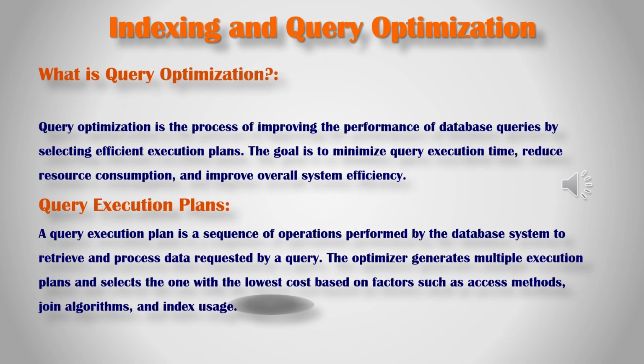What is query optimization? Query optimization is the process of improving the performance of database queries by selecting efficient execution plans. The goal is to minimize query execution time, reduce resource consumption, and improve overall system efficiency. Query execution plans. A query execution plan is a sequence of operations performed by the database system to retrieve and process data requested by a query. The optimizer generates multiple execution plans and selects the one with the lowest cost based on factors such as access methods, join algorithms, and index usage.